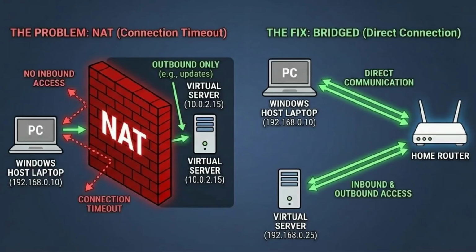By default, VirtualBox puts your server on a NAT network. Think of NAT as a one-way security wall. Your virtual server can look out at the internet to download packages, but your Windows laptop cannot look inside to talk to the server. To fix this, we need to bridge the connection so the server sits right next to our laptop on our local home router. Let's fix this network layout.